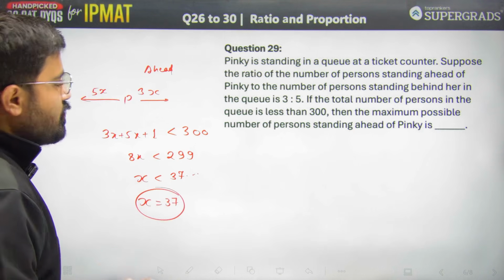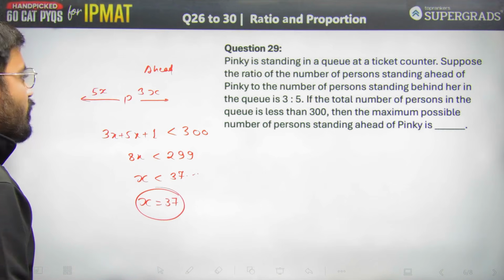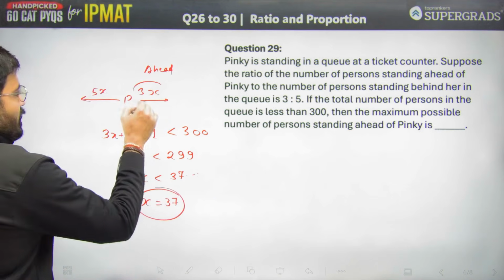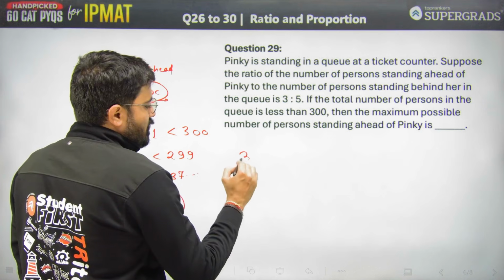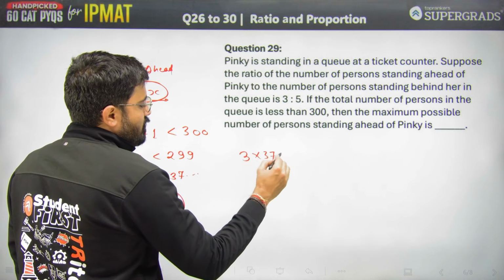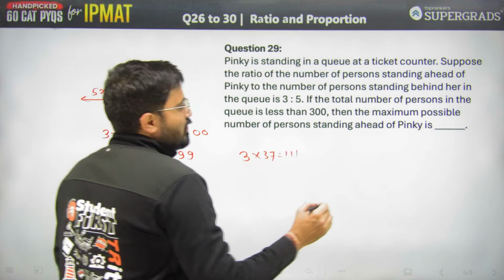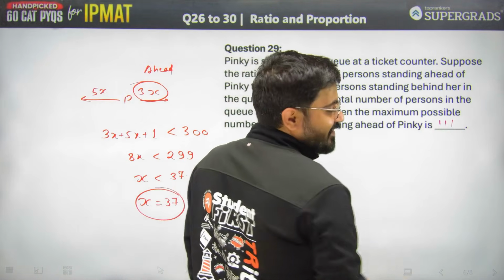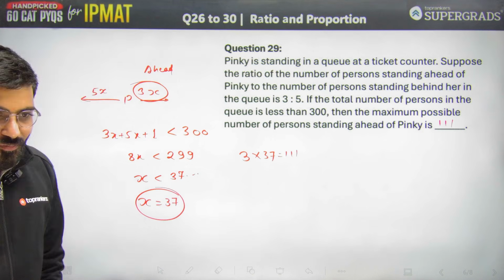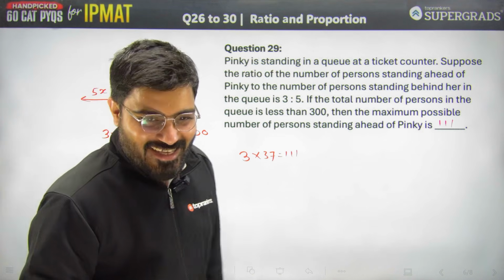Then the maximum possible number of persons standing ahead of Pinky. So ahead, how many people are standing? 3x. So the maximum possible number is 3 into 37, which comes out to be 111. Answer is 111. Okay, tell me immediately, did you cheat?